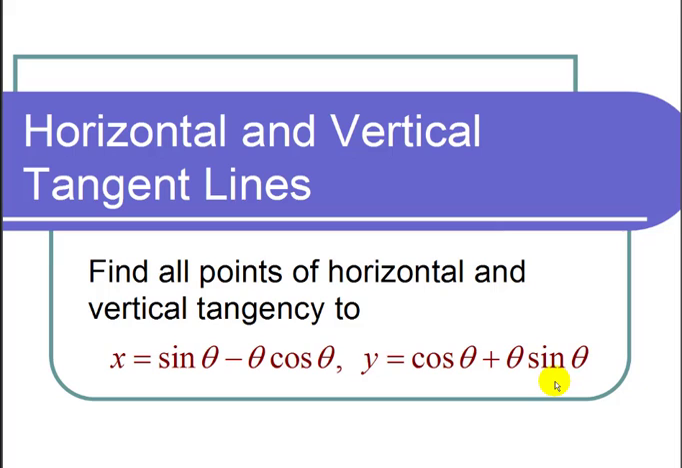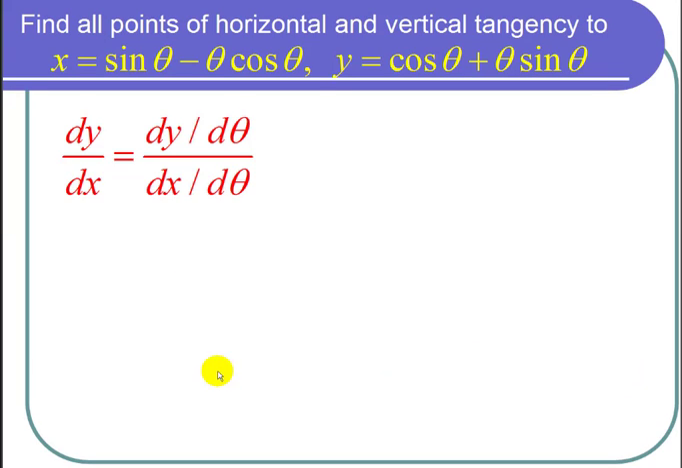of theta. So a line will be horizontal when its slope is 0, and a line will be vertical when its slope is undefined. So let's find the slope of the tangent line, which is the derivative dy over dx for the curve. So we have the formula dy over dx is equal to dy over d theta divided by dx over d theta. So let's find dy over d theta.